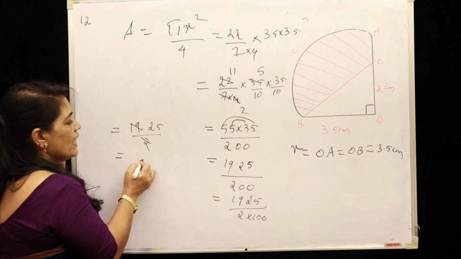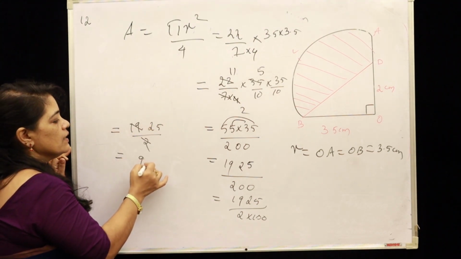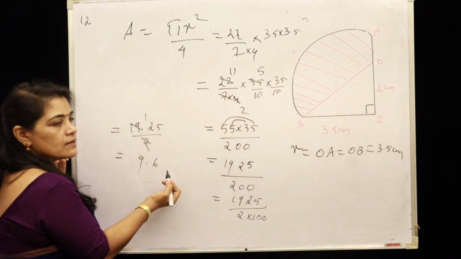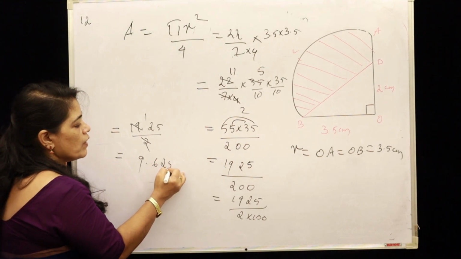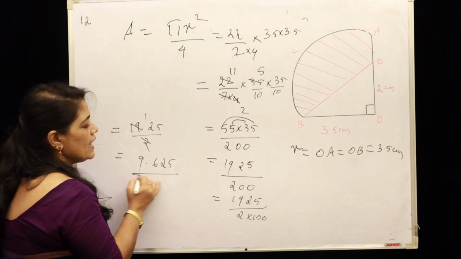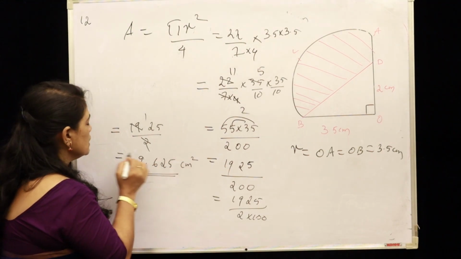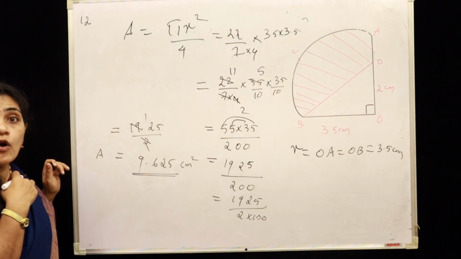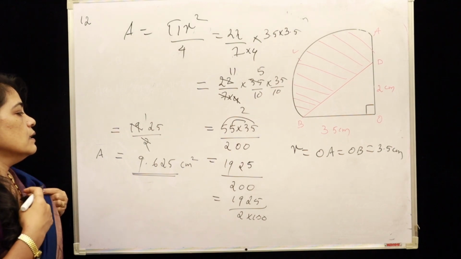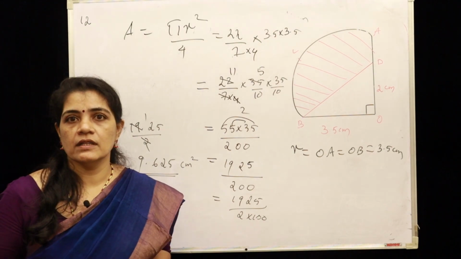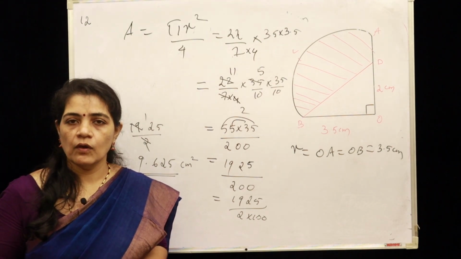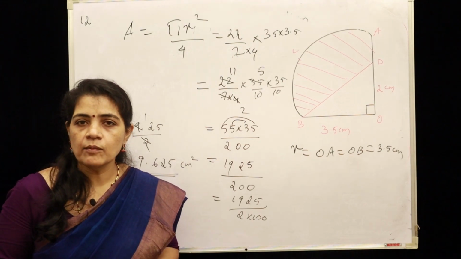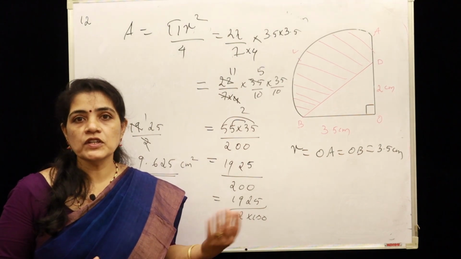9, 2s are 18. Then 1 carry 6. Then 2, 5. This is the area of the quadrant, 9.625 centimeter square. And in the next part, what is asked? Area of the shaded region.